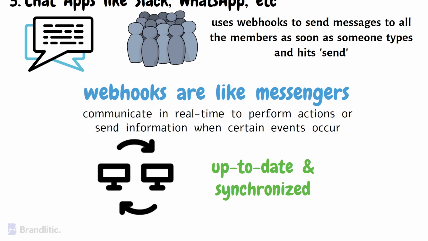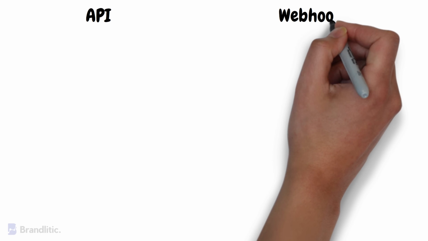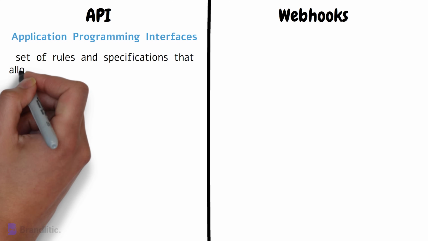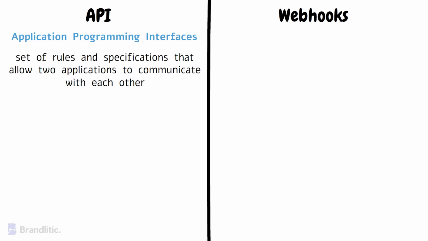Now that you have the basic understanding of what a webhook is, it's crucial to distinguish it from another commonly used term in the tech world, APIs. So here are the key differences between APIs versus webhooks. An API stands for Application Programming Interface and is a set of rules and specifications that allows two applications to communicate with each other.